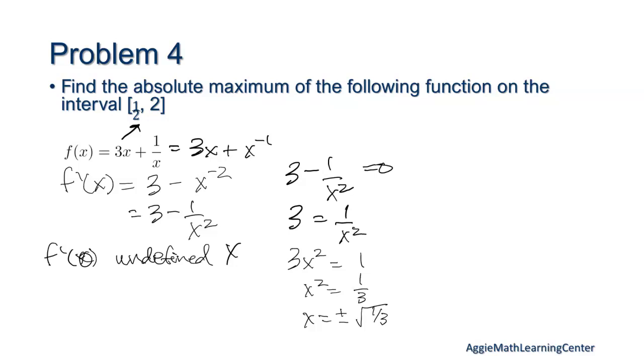Cool. So we got 2 critical points from there. Do we care about both of them? No, I'm seeing some head shakes. Negative 1 over root 3 isn't in our interval, so we don't really care about it. So the only critical points that we care about is x is equal to 1 over square root of 3, positive 1. And actually, do we care about this one?